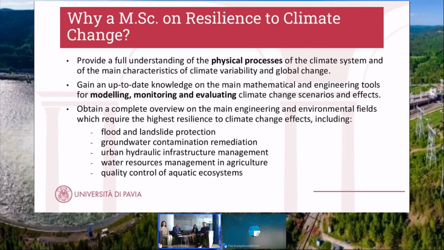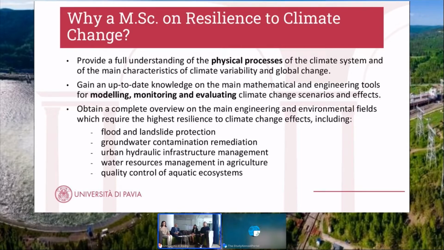So within environmental engineering, why did we decide to start an MS on the resilience to climate change? Because we want to give a peculiar path of knowledge to our engineers. We want them to have a full understanding of all the physical processes related to the climate system and all the characteristics of climate variability, independently of the causes. There is a lot of discussion about what causes climate change, but one is the causes and one is the fact. Climate is changing, and we have got to deal with this.